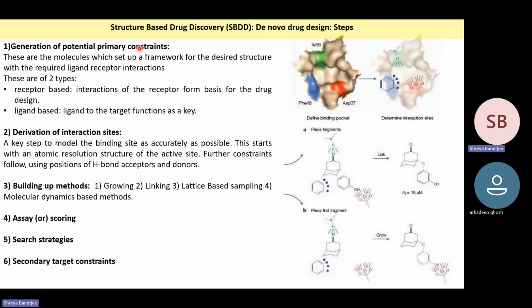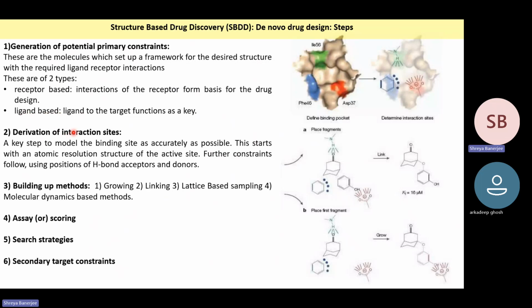What this means is that we find out the basic features of the drug, and how we find that out, we can either look at the structure of the receptor binding pocket and design the drug in such a way that it will bind to the binding residues of the receptor pocket, or we look at the native ligand that binds to this binding region, and we design the drug based on the structure of that ligand. So that is called ligand based.